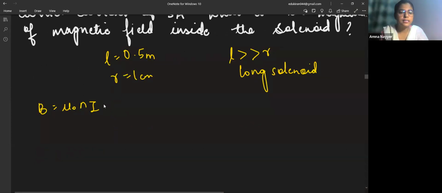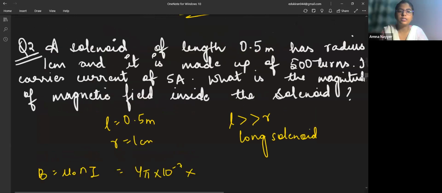Yes, this is 4 pi into 10 to the power minus 7. Value of small n that I should put from the formula. Yes, Humam. Small n. Humamuddin, what is the value of small n that I should put? Madiha? 500. 500 you're saying? Yes, ma'am.